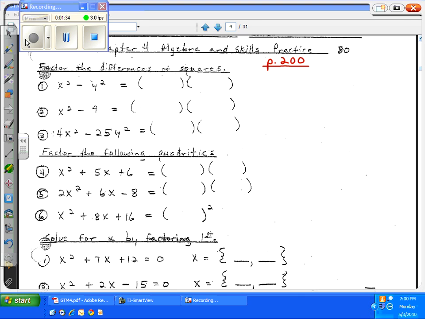Some teachers, in fact, I think most teachers today, use what's called the FOIL method, F-O-I-L, FOIL method of multiplying two binomials. I don't use that method. I just use plain old distributive property, because when you use distributive property, you can see the steps of the AC method backwards a little bit better, and I'm just kind of an order of operations guy.